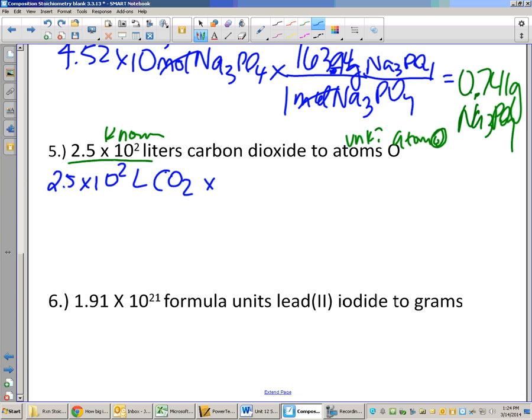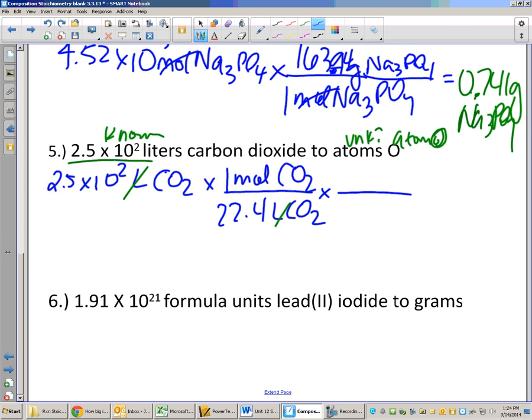Right. Anytime I have a gas, I can use 22.4 liters of, and that's equal to what though? 1 mole, right? So moles go on top or bottom here? Top. 1 mole of carbon dioxide is equal to 22.4 liters of carbon dioxide. Why did I put liters down here? So the liters of carbon dioxide cancel. All right. Now I'm in moles. I'm so close, I can taste it. All right, what's my next step?